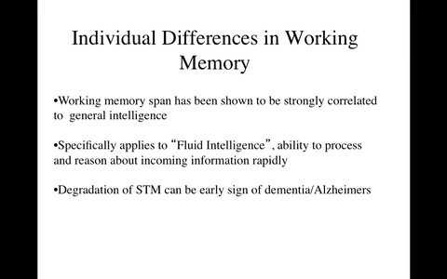And as we mentioned, degradation of short-term memory can actually be a sign of onset of dementia. So there's a strong correlation here between short-term memory, which seems like it's its own little thing, and other abilities. And it suggests that short-term memory may be very important in certain kinds of cognitive abilities.